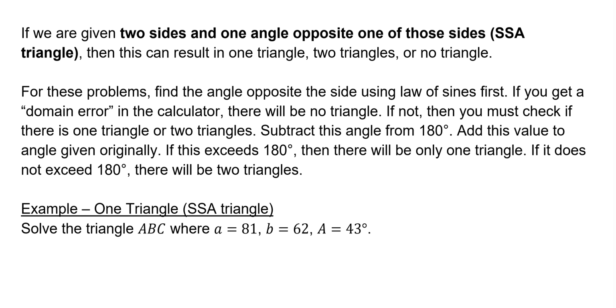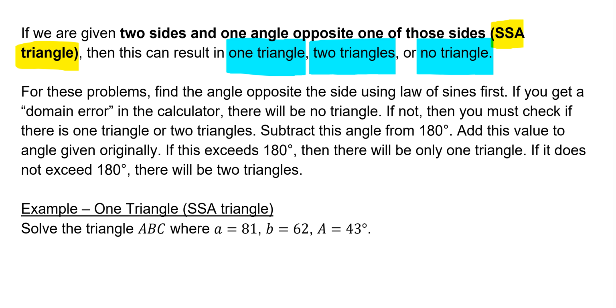That's going to be when we have two sides and one angle opposite one of those sides, which is a side-side-angle triangle. So we have two sides and we're given one angle opposite one of those given sides. The reason why this one's the most annoying is because this does not necessarily just result in one triangle like the previous one that we just did. This might result in one triangle, everything works out fine, or it might result in two possible triangles, or it might result in no possible triangle.